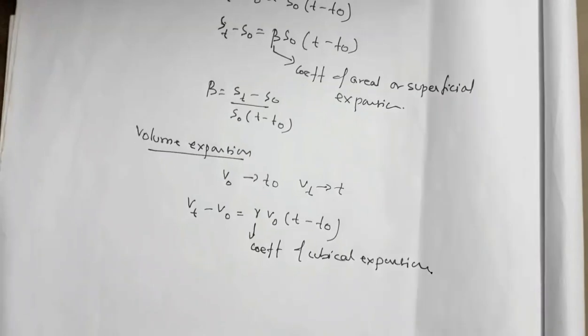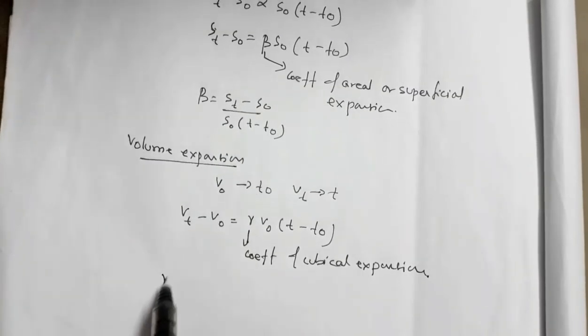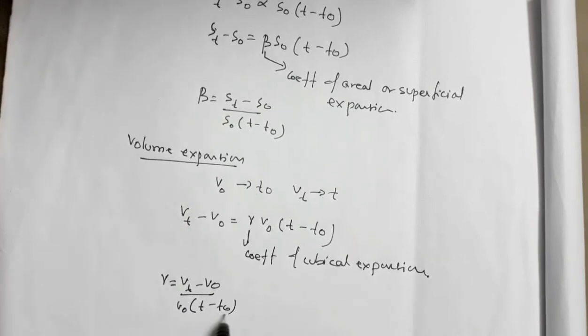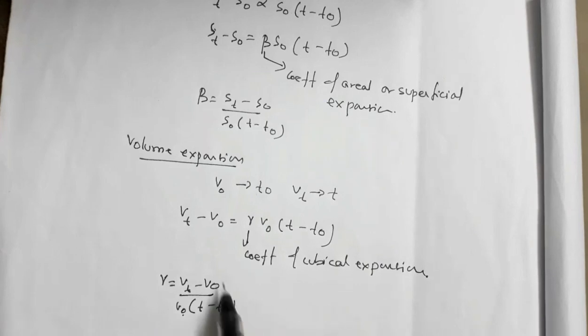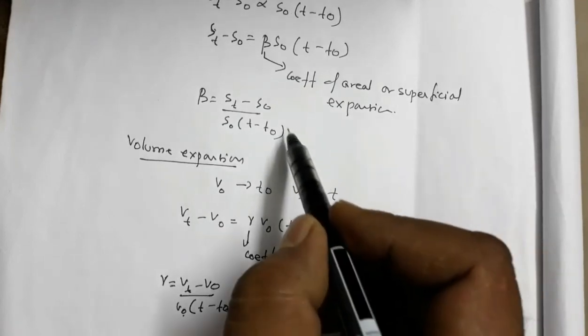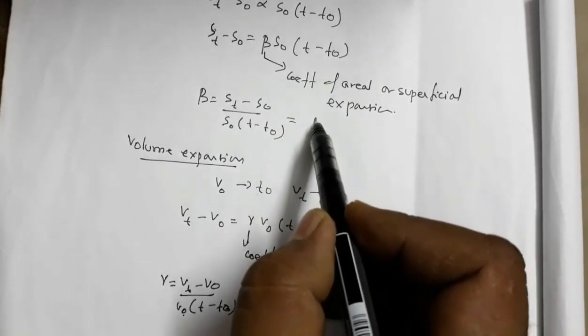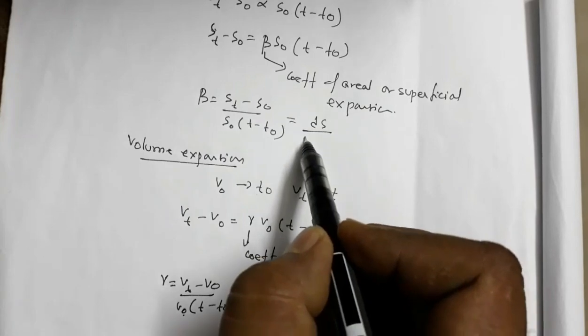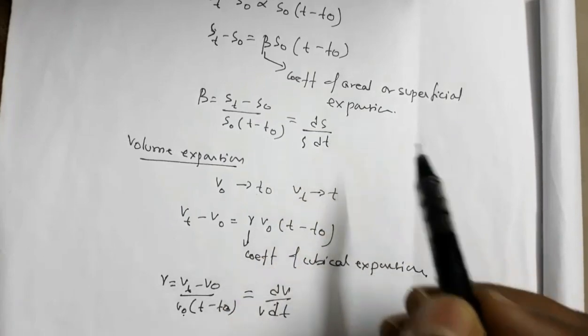Coefficient of cubical expansion. We have gamma is equal to (Vt minus V naught) over V naught times (T minus T naught). So gamma is the increase in volume per unit rise in temperature, and the unit of gamma is also per Kelvin or per degree Celsius. In calculus form, this can be written as dV by V dT, and similarly for area, dS by S dT.